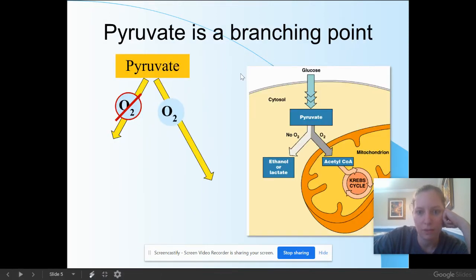So after glycolysis, glucose comes into the cell, we go through glycolysis, we create two molecules of pyruvate. And pyruvate is kind of a branching point. If we don't have oxygen, we're going to do fermentation. We're going to make ethanol, so alcoholic fermentation, or we're going to make lactate through lactic acid fermentation. And again, that's anaerobic respiration, in the absence of oxygen.